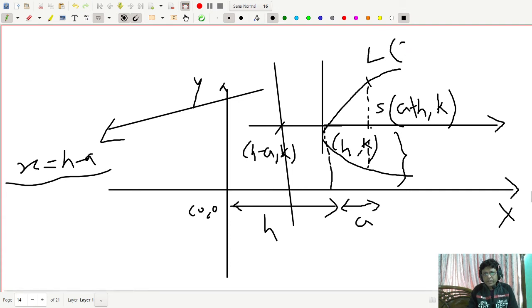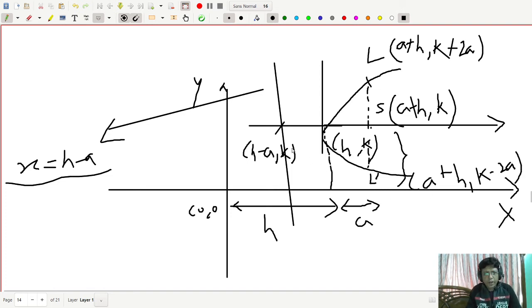Extremities will be a plus h comma k plus 2a, right? Because it's symmetric, 2a, 2a, and the lower one, that is the coordinate of L prime, will be a plus h and k minus 2a, right? These are the extremities. Okay, and the axis is parallel to the x-axis.